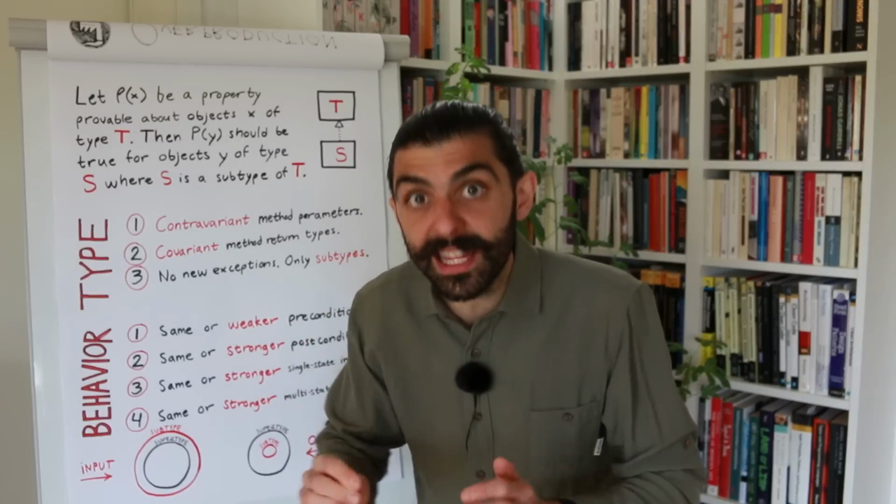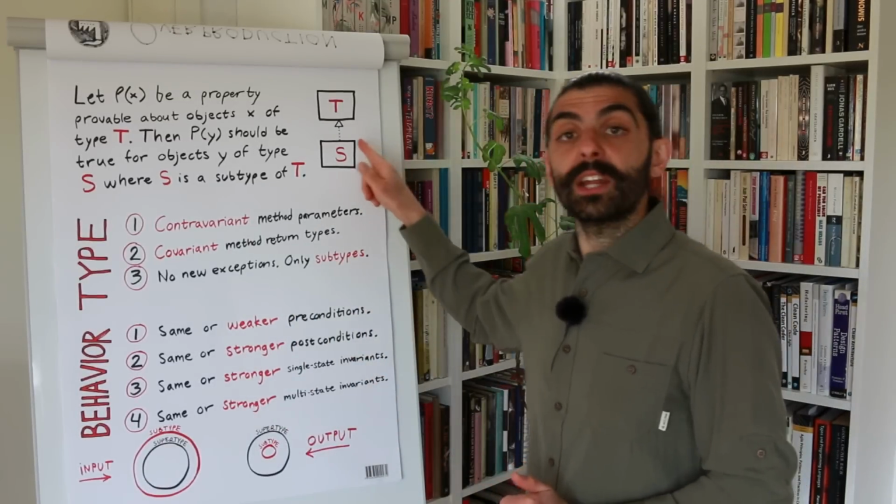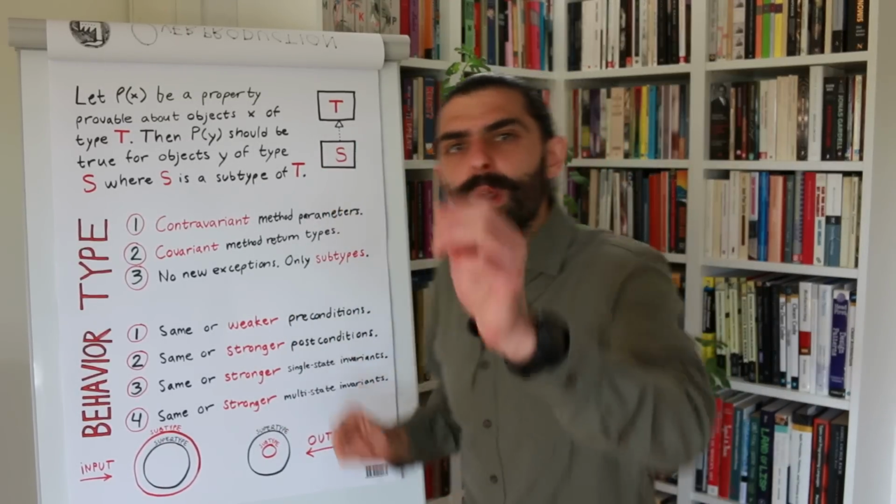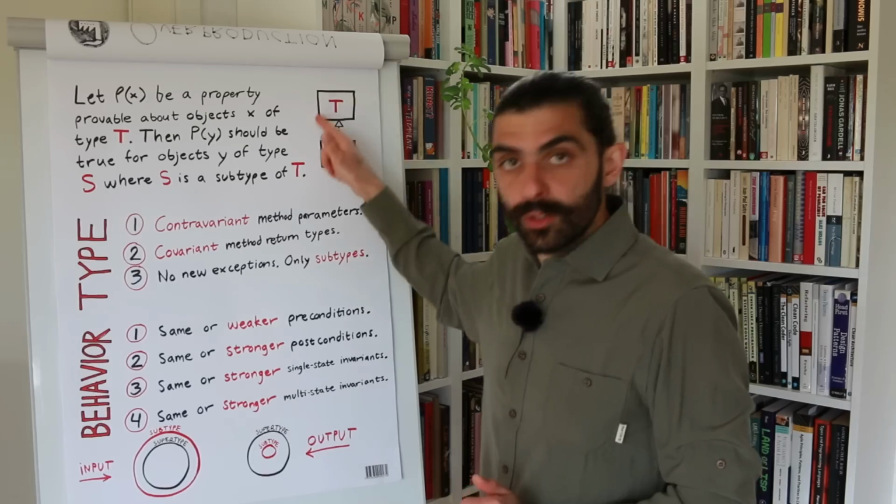The principle essentially states that it should be possible to use an object of a subtype wherever an object of its supertype is expected, without altering the correctness of the program. In other words, without leading to unexpected behavior.